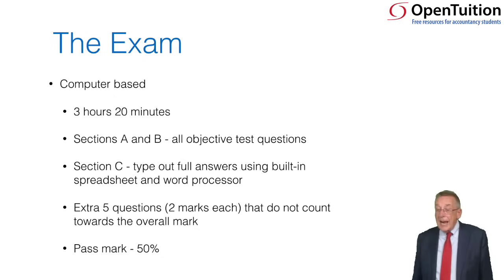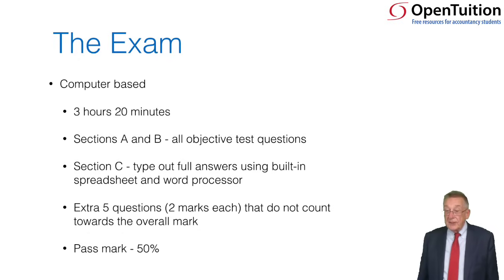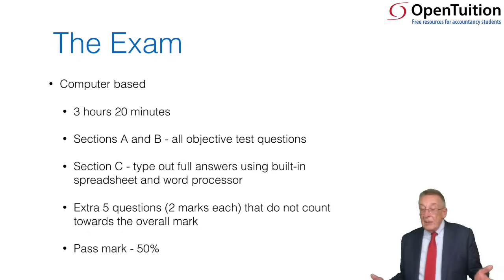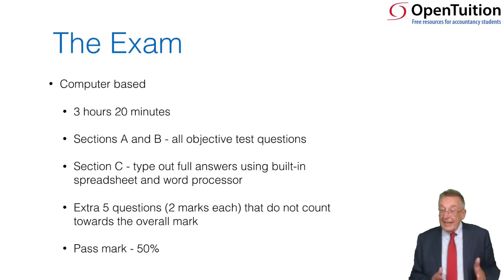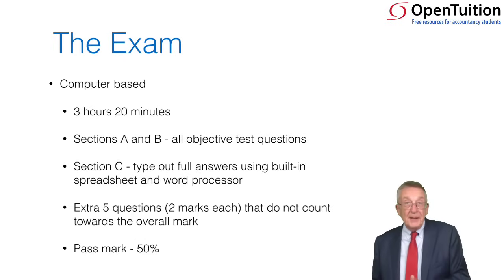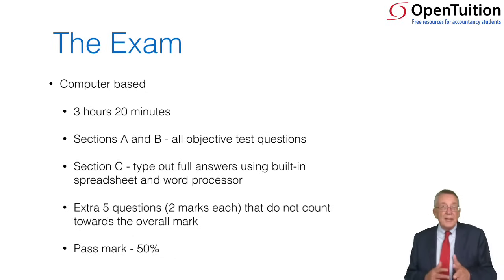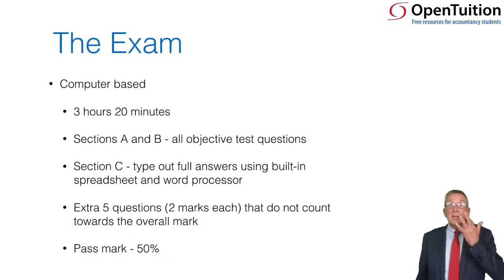is that there are an extra 5 questions in either section A or section B, which don't actually count towards the overall mark, but you don't know which they are. So you will find an extra 5 2-mark questions floating around.